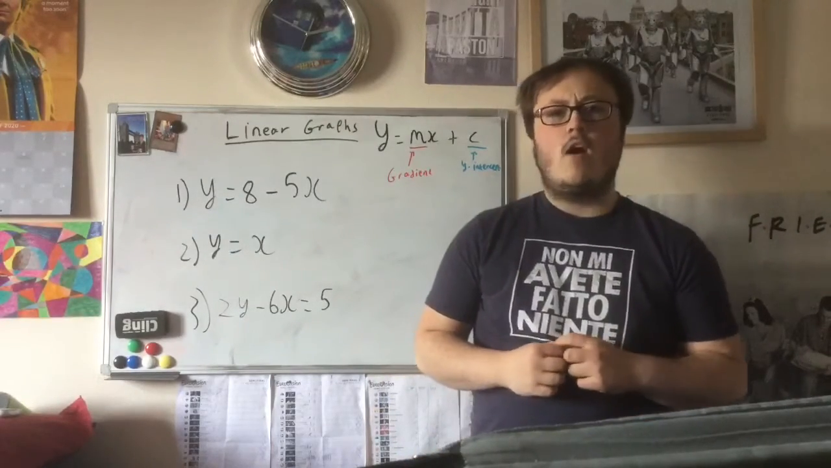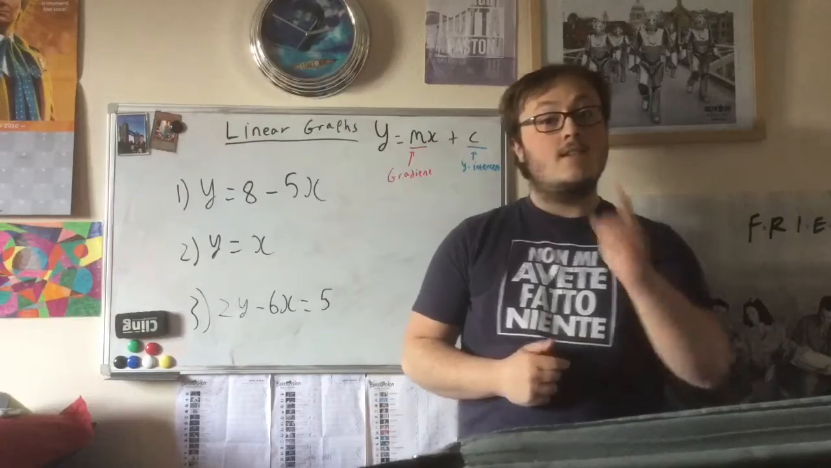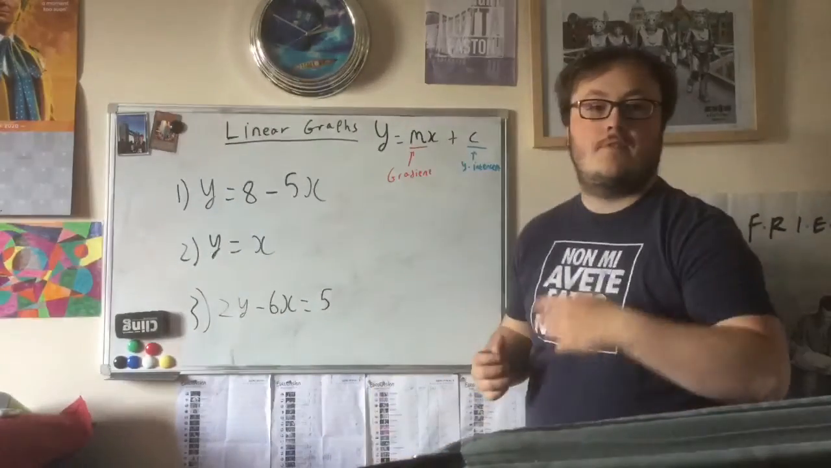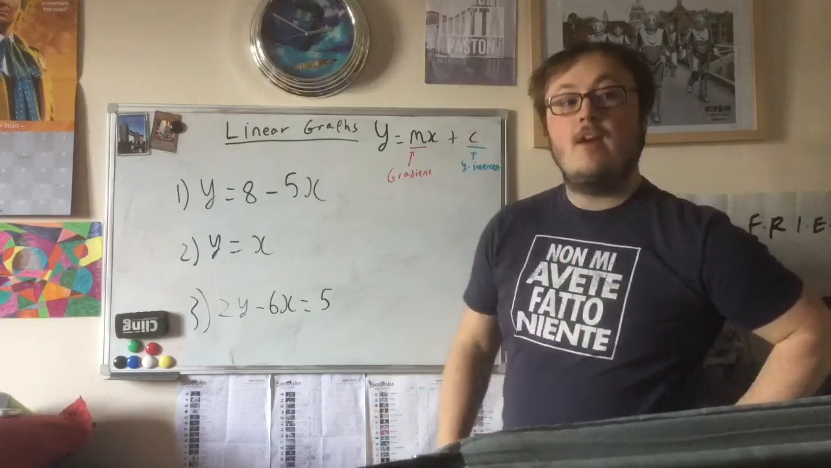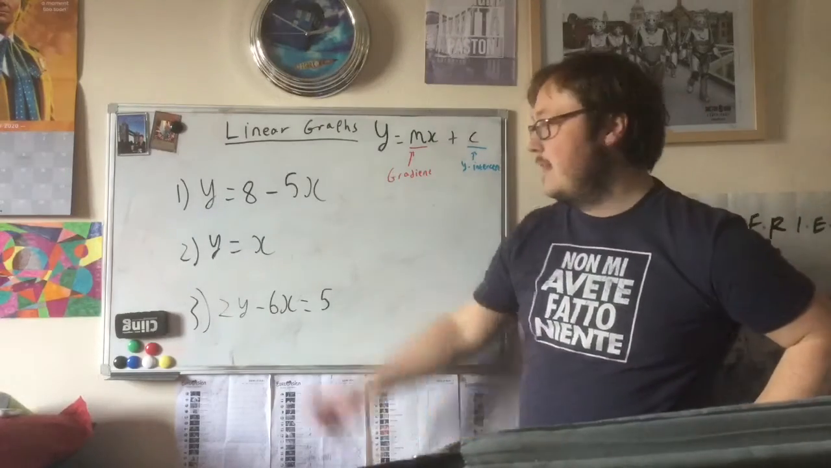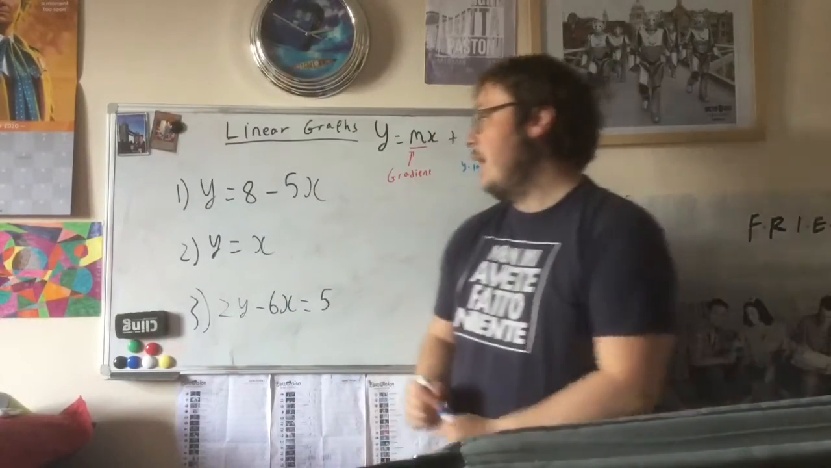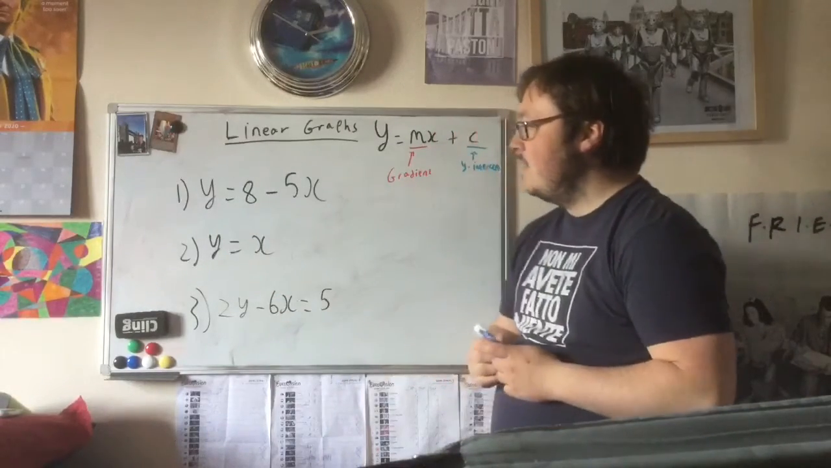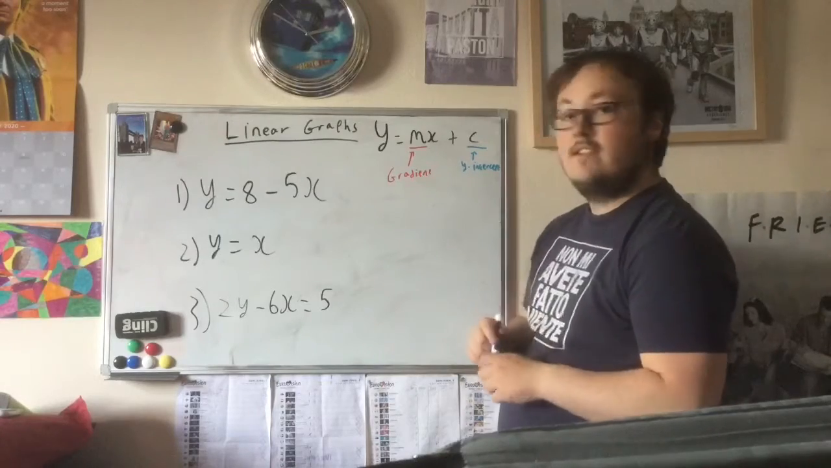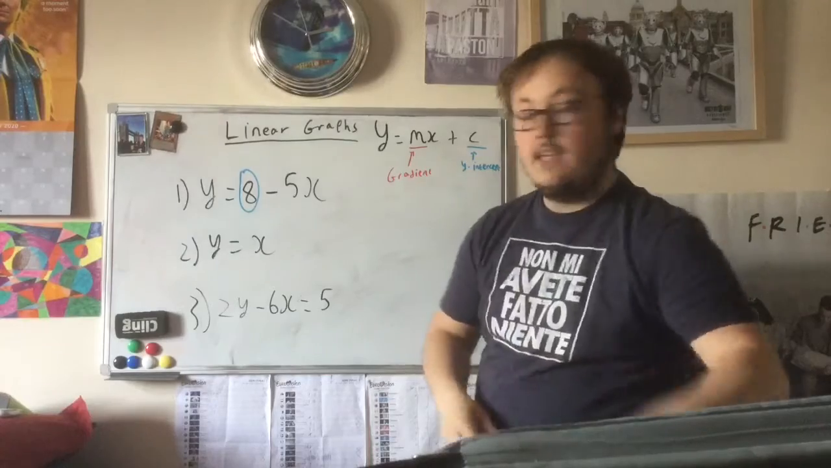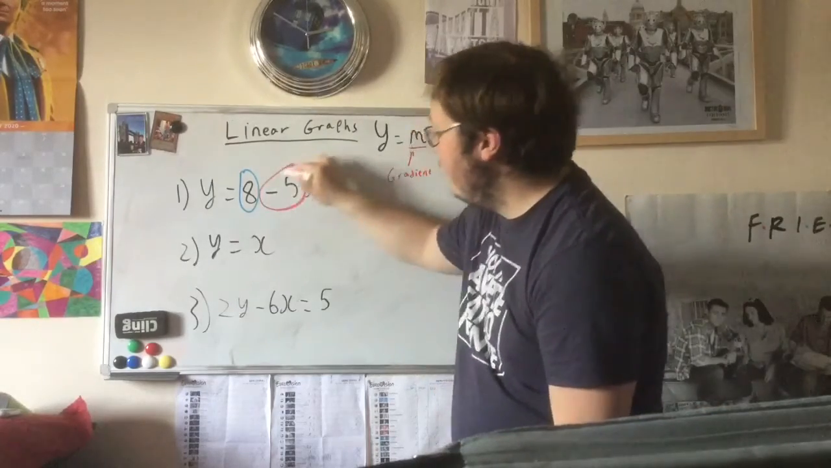Now yesterday I was showing you how to find the gradient and the y-intercept with some different equations of linear graphs, and your challenge was to find out the gradient and the y-intercept from these three equations. So let's do it nice and quickly. So the first one, y equals 8 minus 5x, well the y-intercept is 8 and the gradient is negative 5.